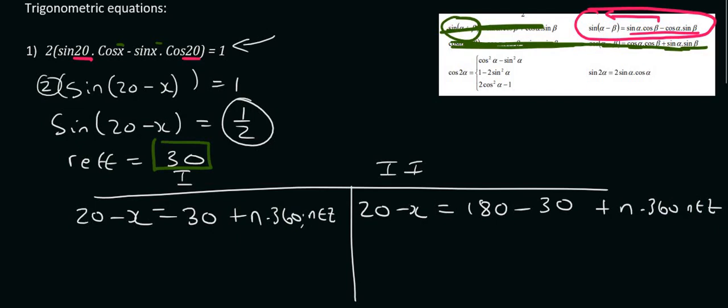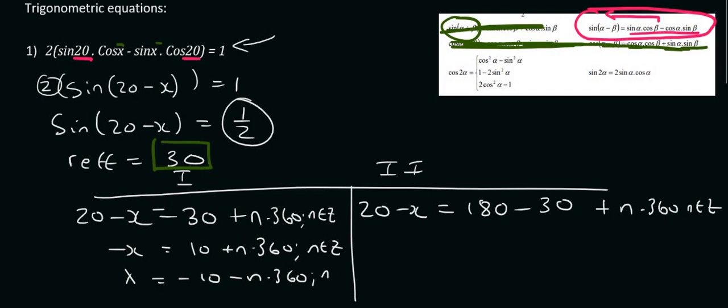We then just get x alone, so we're going to end up with minus x equals 10 plus n times 360, n is an element of z. We could then get rid of the minus by just doing that. Minus n times 360, n is an element of z.